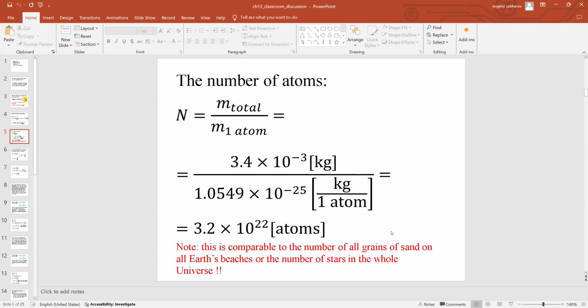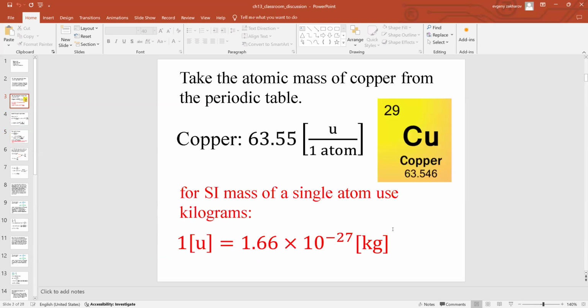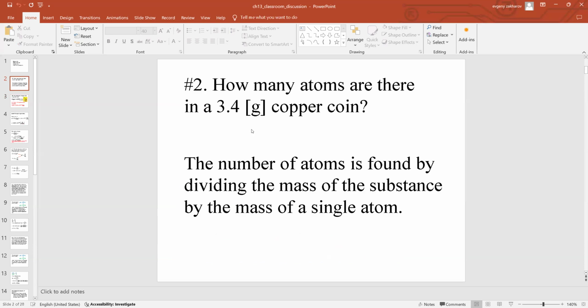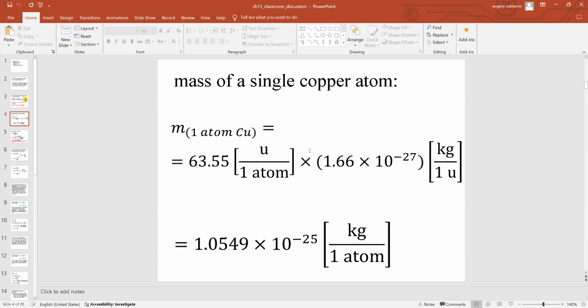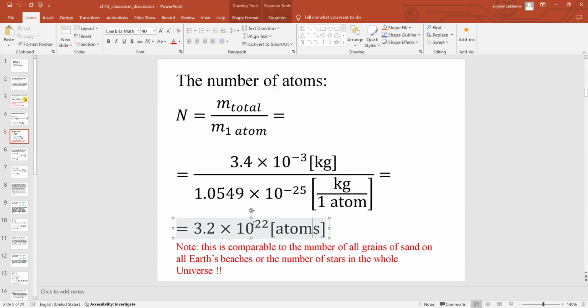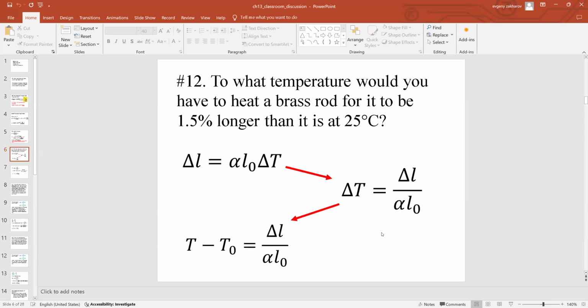So it's quite a number to consider just for a small coin, like one penny. The 3 grams would be like a 1 cent coin. That's how many atoms of copper it is made of. It's just a crazy micro world.